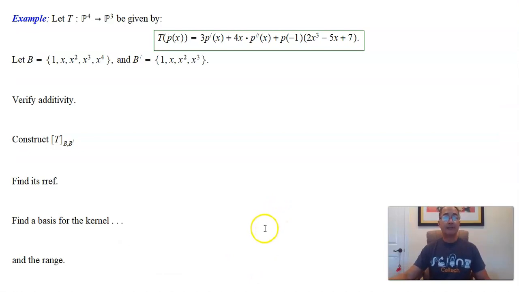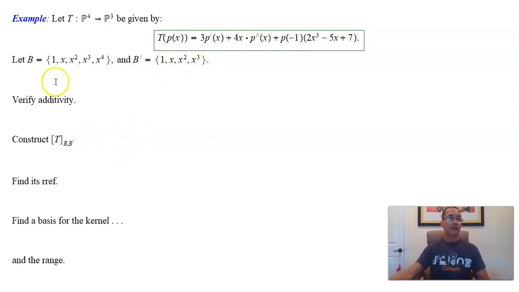Okay, so as promised, here's an example that will demonstrate everything that we saw in the last few minutes. Here's a transformation from P4 to P3. It looks ugly and complicated, but don't worry, we'll break it down. And here's a basis for the domain P4: 1, x, x squared, x cubed, x to the fourth. So again, it's a 5-dimensional vector space. And for P3, our codomain, we will use 1, x, x squared, x cubed. It's a 4-dimensional vector space.